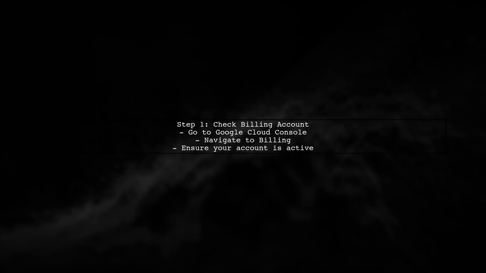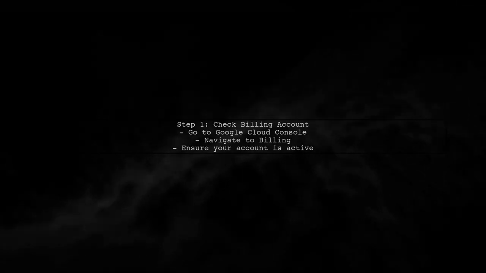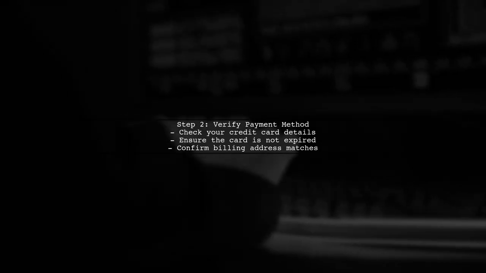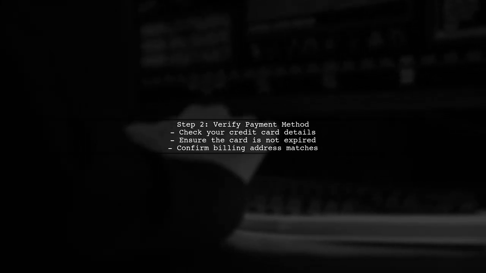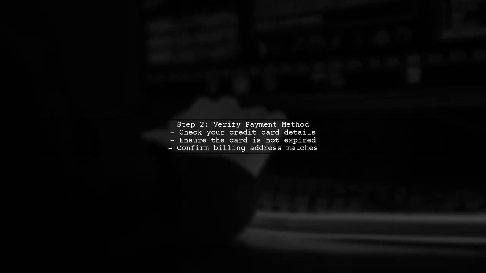If you're encountering the enable billing error on Google Cloud, the first step is to check your billing account settings. Make sure that your billing account is active and properly set up. Next, verify that the payment method you provided is valid. Sometimes issues arise from expired cards or incorrect information.